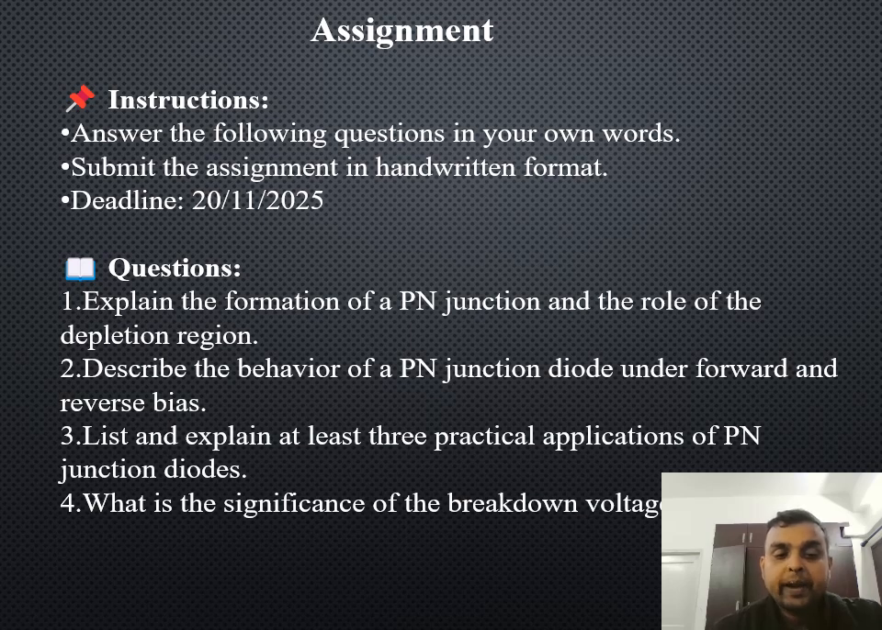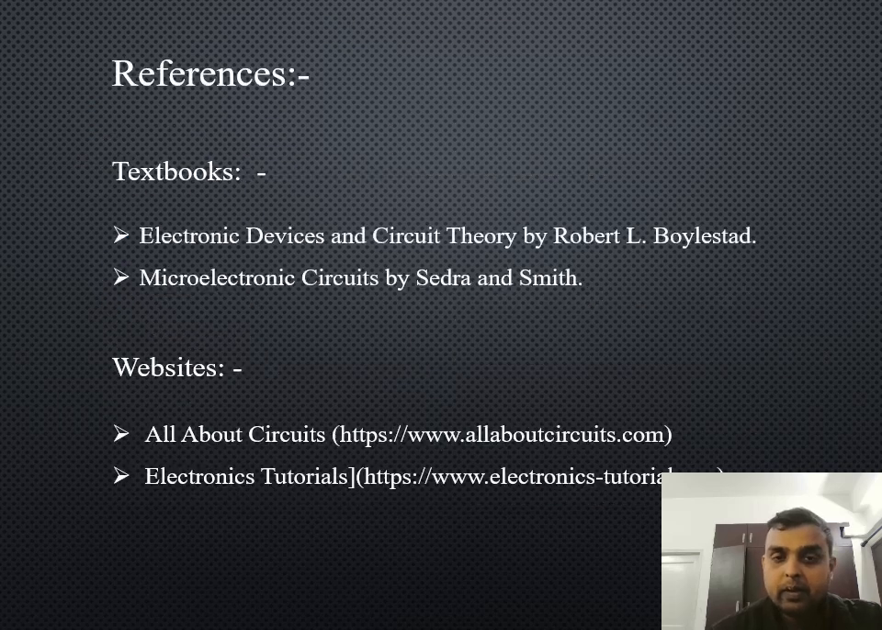For practice, please answer these short questions in your own words. Explain the formation of a PN junction, describe its forward and reverse bias behavior, list three practical applications, and state the significance of breakdown voltage. You can submit this handwritten assignment by 20th November.